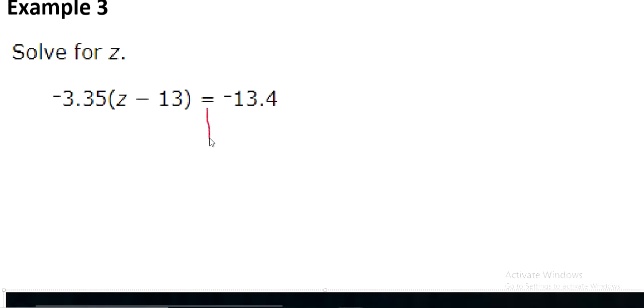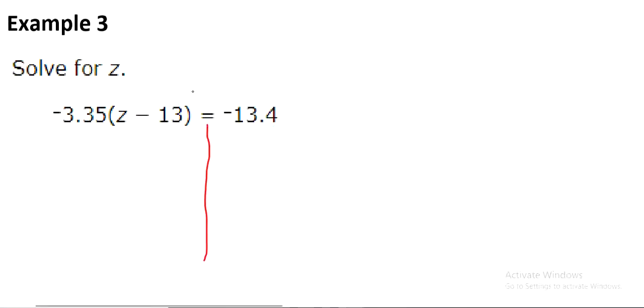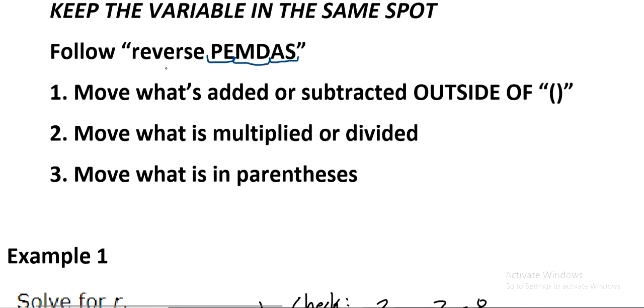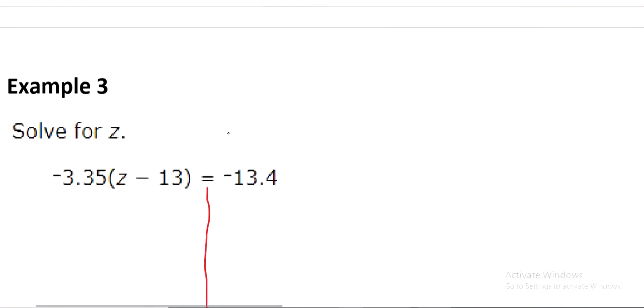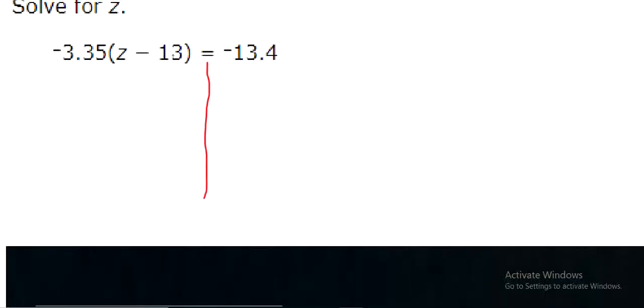First things first, I'm going to draw my vertical line under the equal sign. Then I look, and I remember I have to do reverse PEMDAS. Just be careful though, because, let me scroll back up to it, we have to move what's added or subtracted outside of the parentheses first. So even though we have minus 13 inside parentheses, we're not going to do that first because that wouldn't be following reverse PEMDAS. So there is actually nothing being added or subtracted outside of parentheses on the same side of the equal sign. So we'll skip over that.